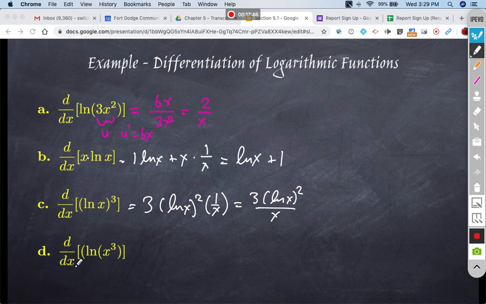Finally here, this is again kind of like the first one. It's pretty much a chain rule thing. Here my u is x cubed, so the derivative of u is going to be 3x squared times 1 over x cubed, which is going to be 3 over x. Sweet!